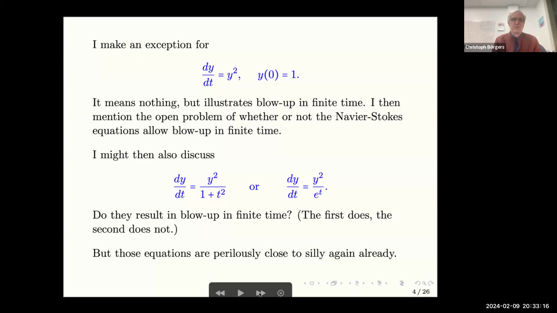And I make one exception in my class, namely I do talk about blow up in finite time, even though this equation dy/dt = y squared that I use for that really also has no meaning that I'm aware of. But I can then say that there's a famous open problem in fluid dynamics to decide whether or not the Navier-Stokes equations allow blow up in finite time. And apparently that question is now much closer to being solved than it used to be, by Tom Hou and his collaborators at Caltech.